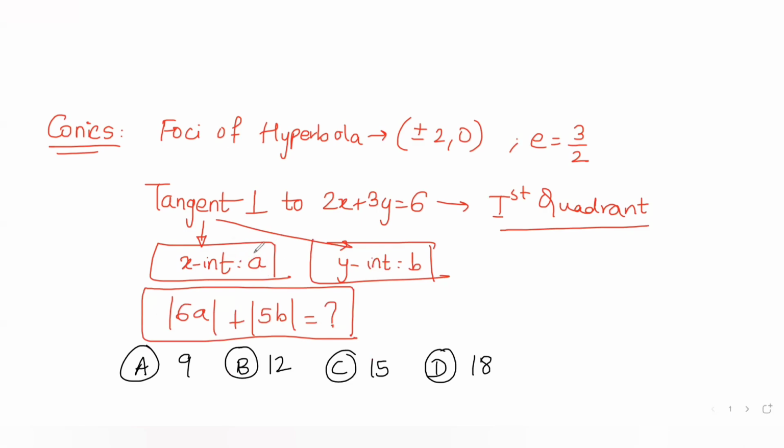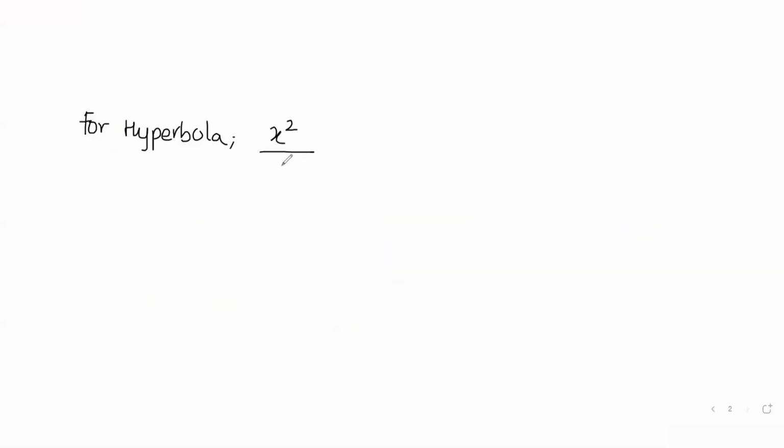So let's figure out. We know that a general hyperbola is of the form x square by a square. In this, we won't write it as small a because we have already been given that the notations small a and small b are used for x and y intercepts. It would be confusing if I use small a here also. So instead, we'll use capital A. So x square by A square minus y square by b square is equal to 1.